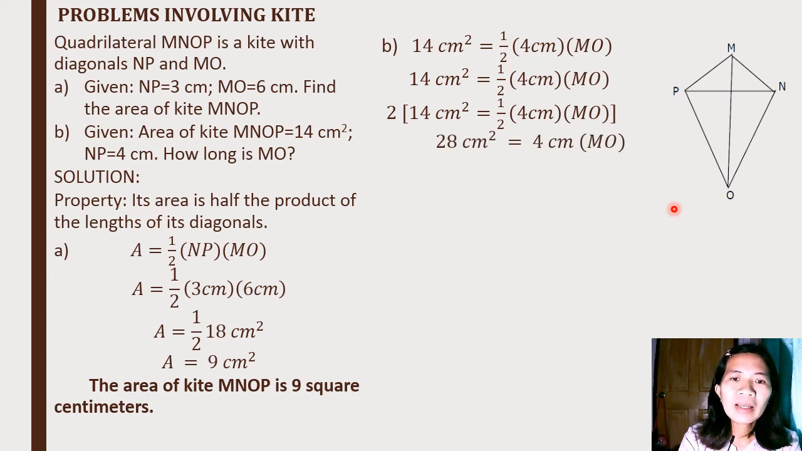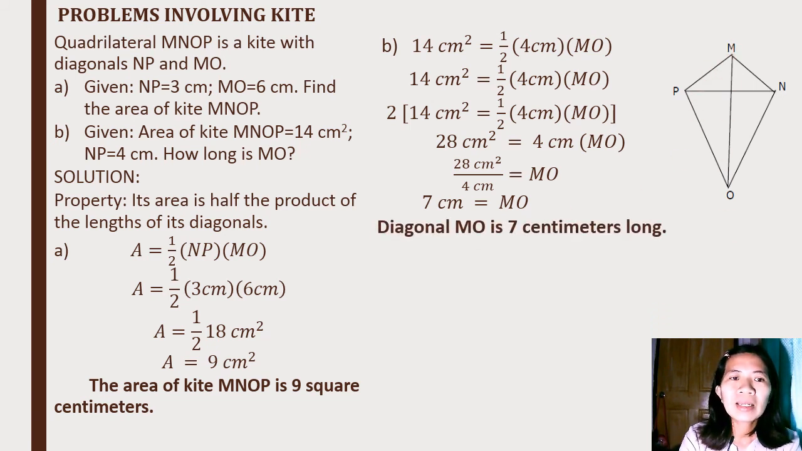Then we will divide both sides of the equation by 4. 4 divided by 4 is 1. So we have here only MO. So 28 divided by 4. So we have 7 centimeters. That is the measurement of segment MO.